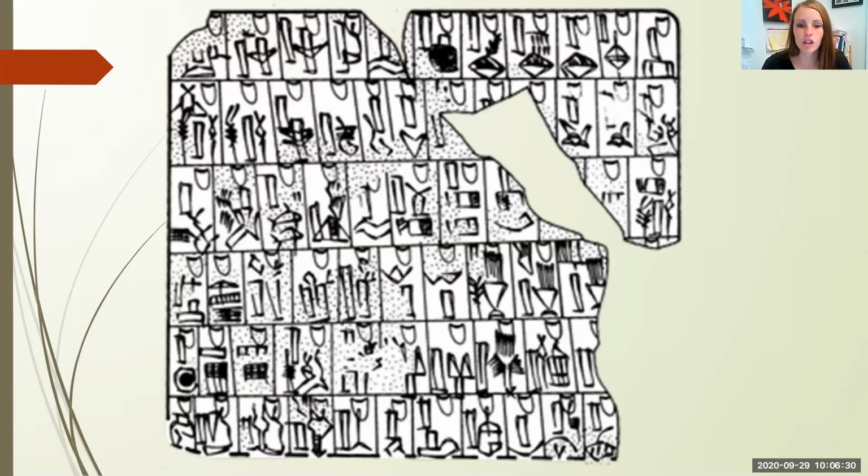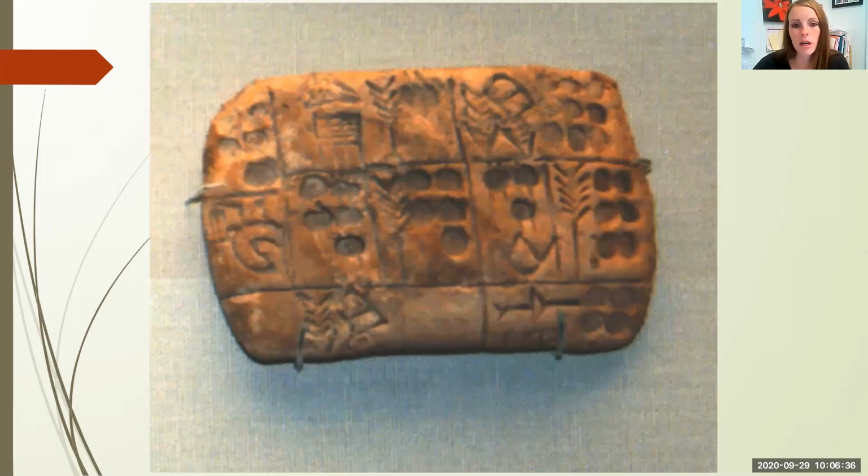So here's a computer drawing of one of the tablets that we found from Mesopotamian writing. And here's an actual picture of a clay tablet used in writing. So you can see the thing that was traded. It looks like a fish. Here's some sort of wheat or some sort of grain, right? And you can see the dots are numbers.